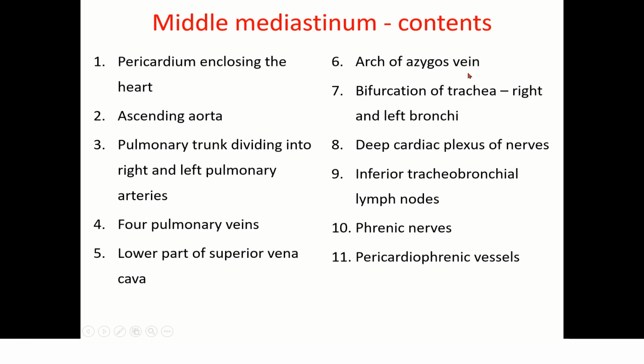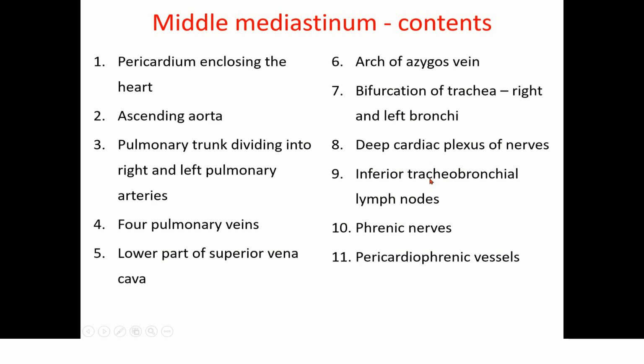So the middle mediastinal contents are the pericardium enclosing the heart, and the ascending aorta, which definitely starts from the left ventricle. The pulmonary trunk starts from the right ventricle and divides into right and left pulmonary arteries. Four pulmonary veins drain into the left atrium, and the lower part of the superior vena cava drains into the right atrium. Then the arch of azygos vein, which terminates in the superior vena cava, and the bifurcation of the trachea, right and left bronchi.